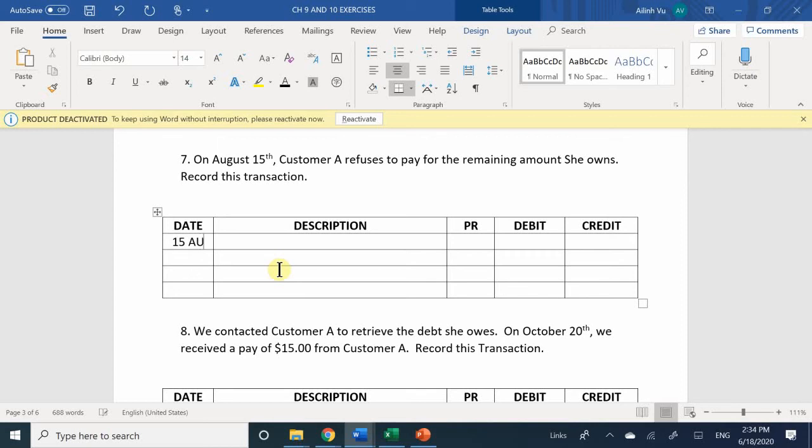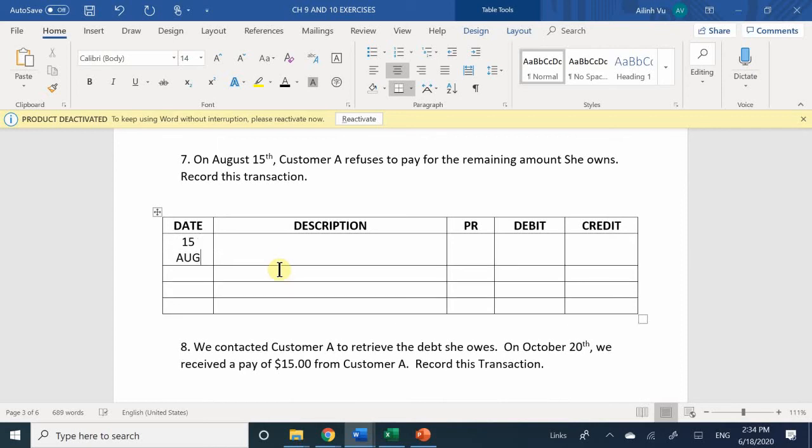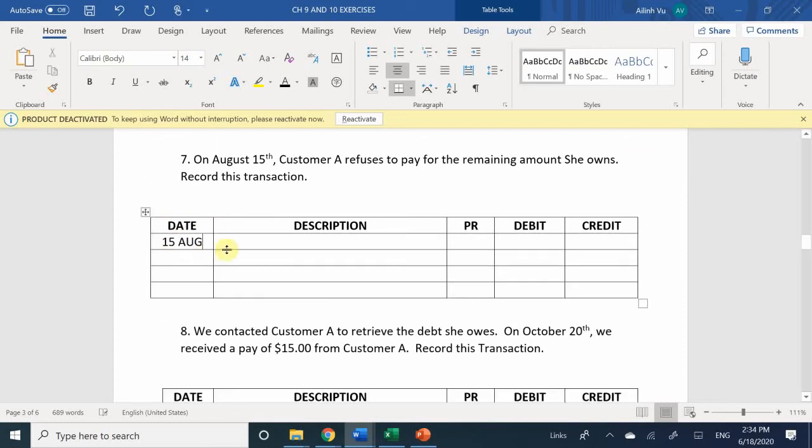Okay, so let me see what is August 15th. So AUG. Let me just stretch this a bit to the side just to make it a little bigger. Okay, so first, that's correct. You're going to recognize that you need to do allowance for doubtful accounts because they are not paying for us. I'm going to put doubtful ACCT, okay? And we need to remove the money that she owes us. Yes. Okay? Can anyone calculate how much she owes us?